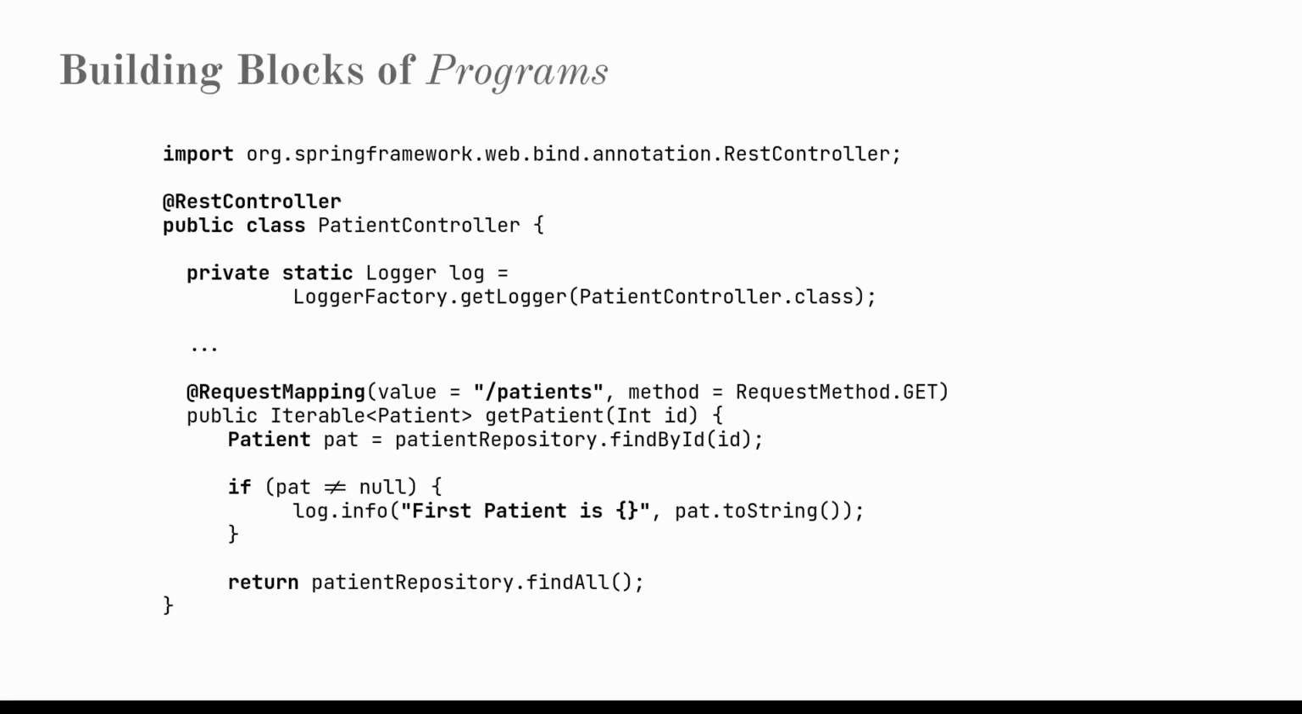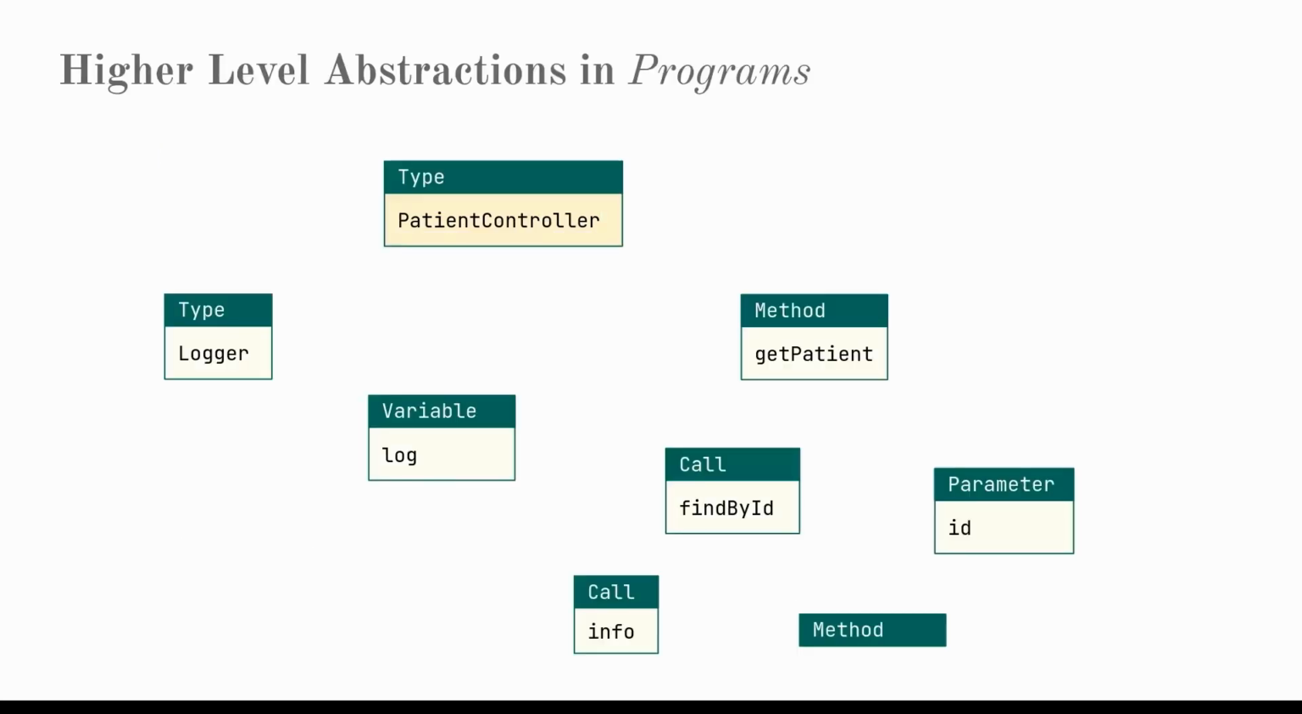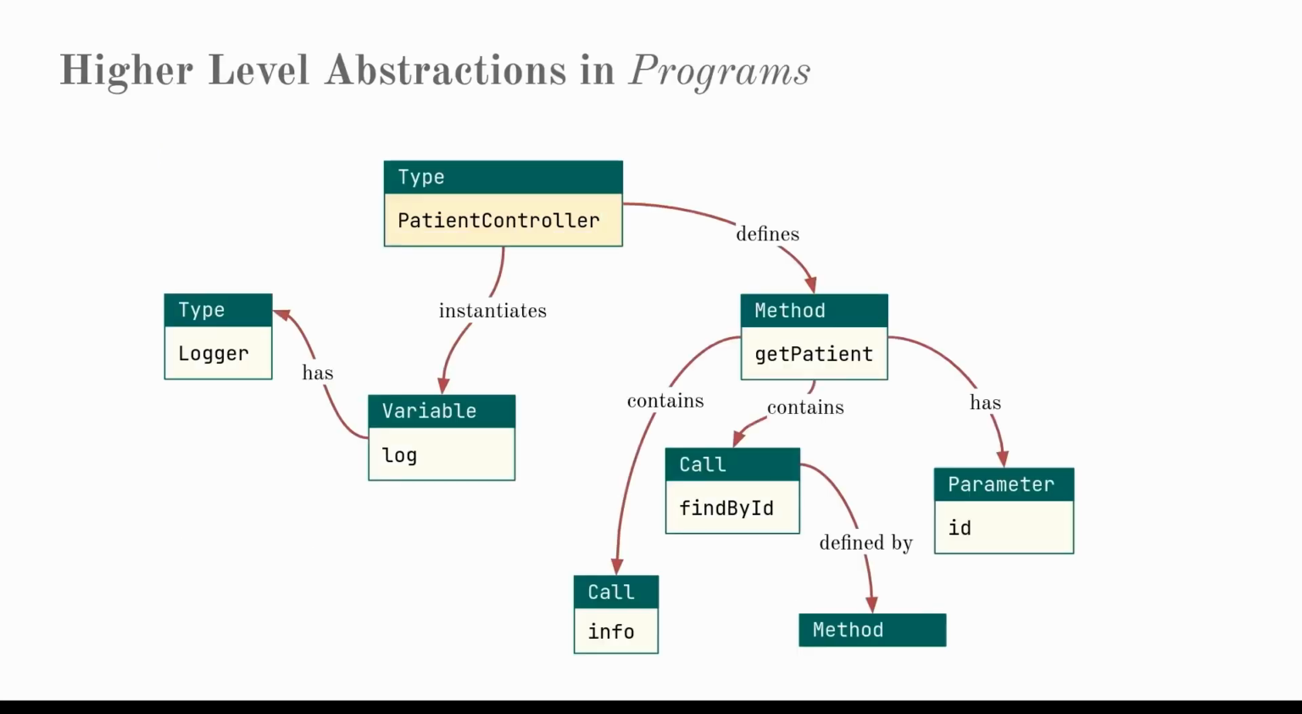But things are more complex. Real programs look like this. They don't look like one-line statements. So they have a lot of things. You have class, member variables, local variables, annotations, and all these new things that humans have. They have made their life miserable by introducing a lot of this stuff. And computers have to really understand this. So they can create these nice higher-level abstractions. A patient controller defines a get patient method and it contains a call. So all this information is already there.